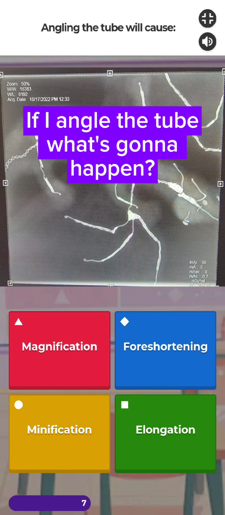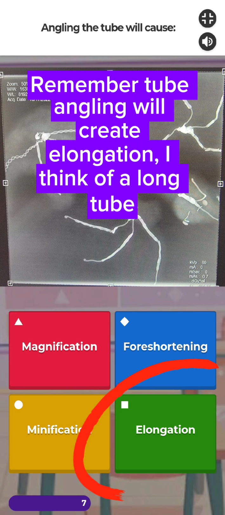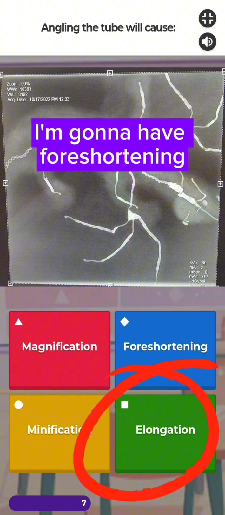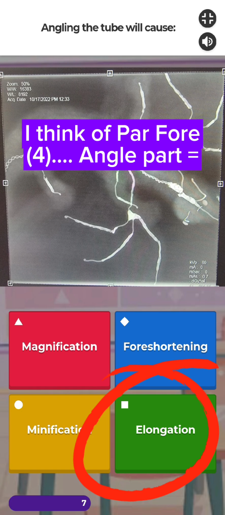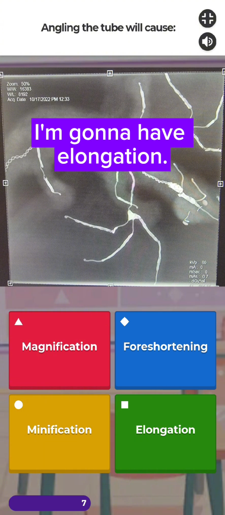If I angle the tube, what's going to happen? Remember, tube angling will create elongation. I think of a long tube. If I were to angle the part, I'm going to have foreshortening. I think of par 4, right? Angle part, I'm going to have foreshortening. If I angle the tube or the IR, I'm going to have elongation.